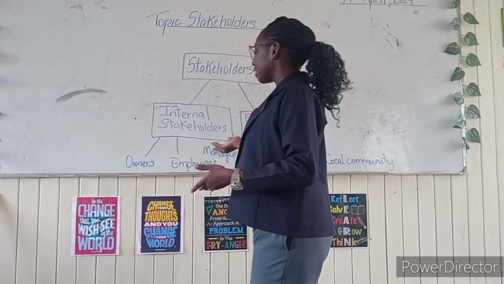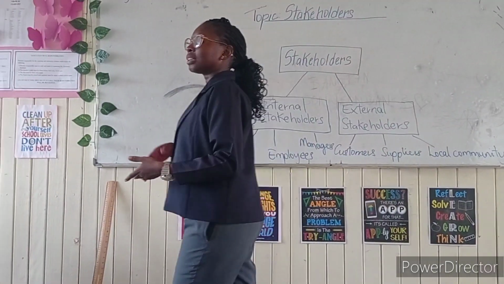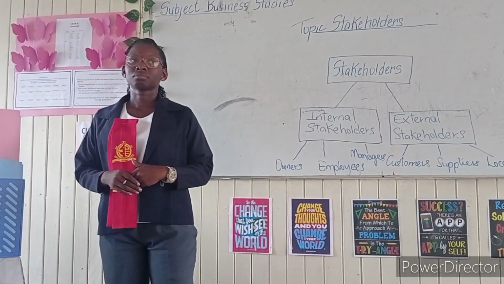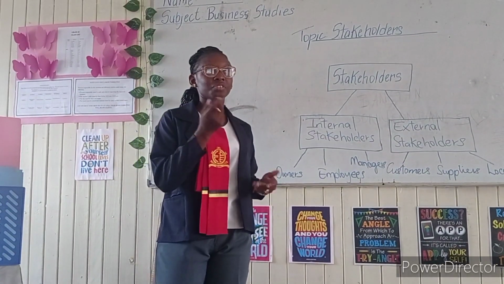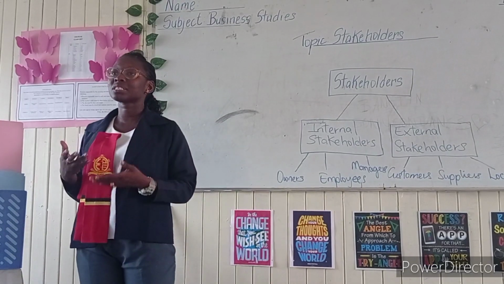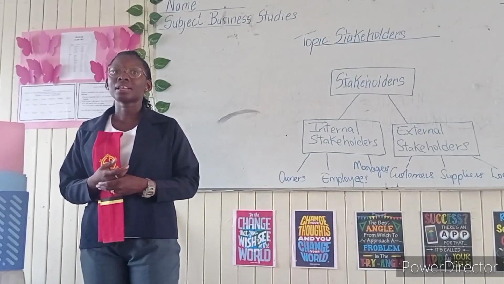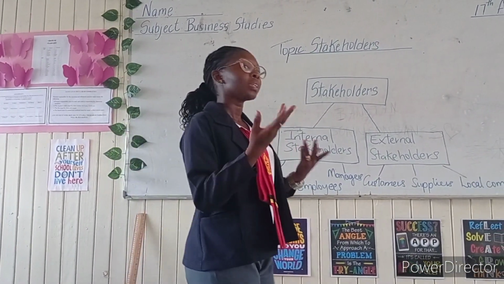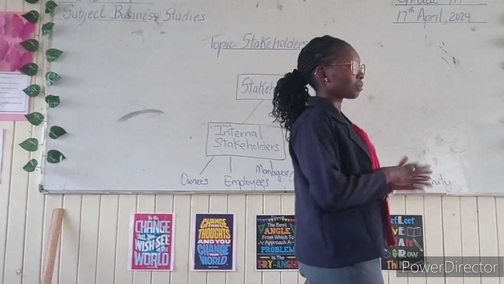So let's look at the employees. Why do you think the employee would have an interest in the business? That's correct. The employee is interested in the business because that business pays the employee. That's where the employee gets his or her money from to buy whatever they have to purchase.